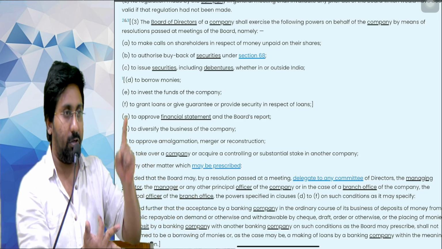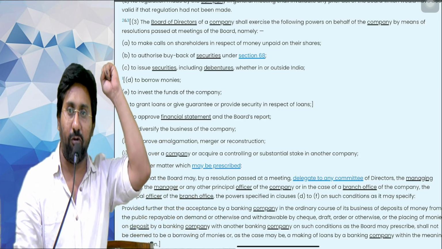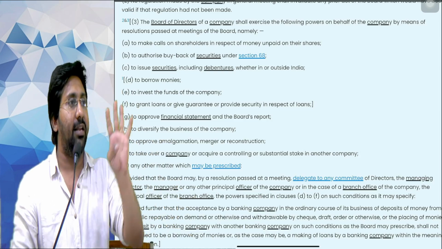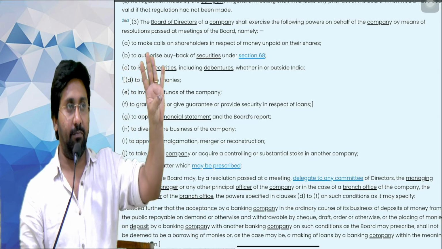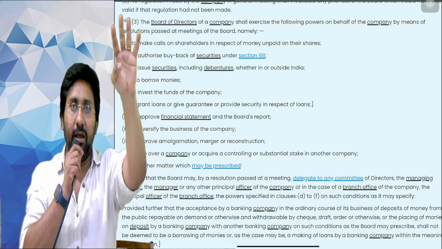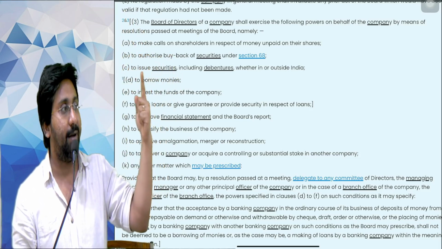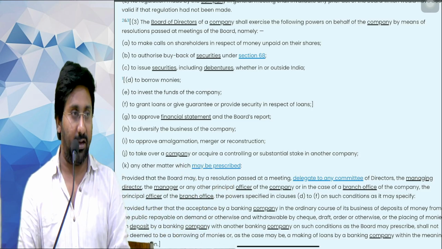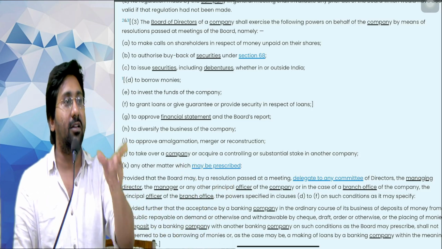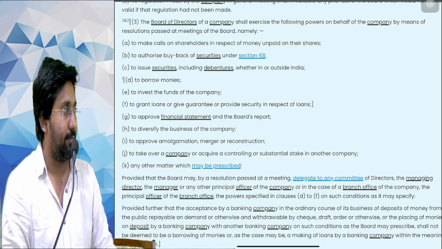179.1, first proviso, second proviso, 179.2 and 179.4. Totally there are 4 subsections in this section. How many? Of that, how many have we completed now? 3. How many subsections are remaining? 1. That's the main king of the ring, the left-out concept, a main concept for the syllabus. Let's see one by one.